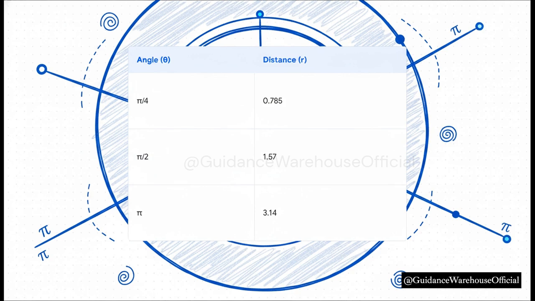Notice what happens as the angle theta rotates to pi over 4. Our distance r is about 0.785. As the angle sweeps further to pi over 2, the distance grows exactly proportionately to 1.57. At pi, it hits 3.14. Step by step, the point just pushes evenly outwards from the center. It's just simple, perfect geometry.